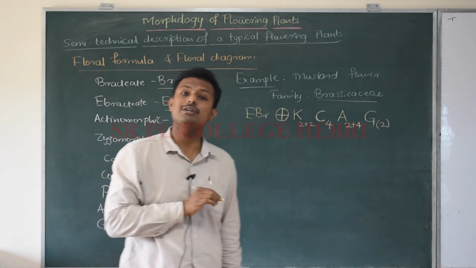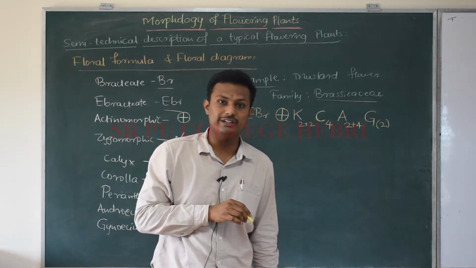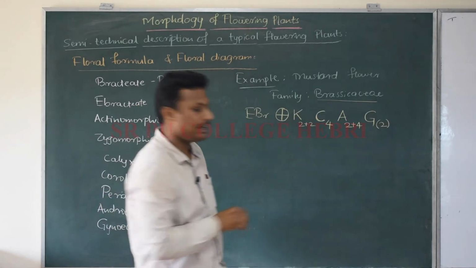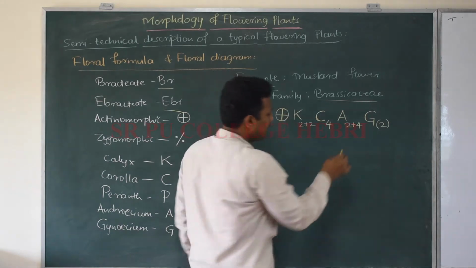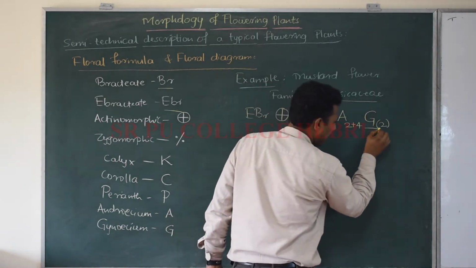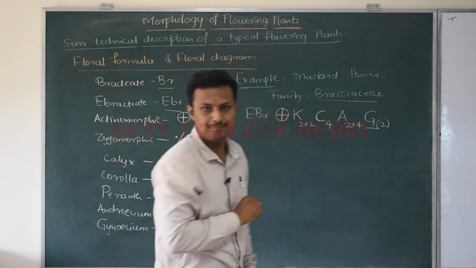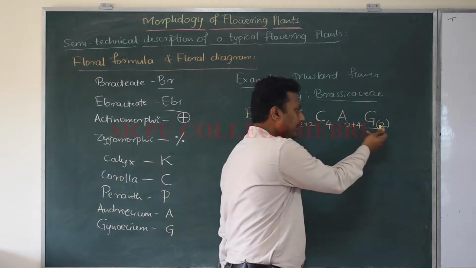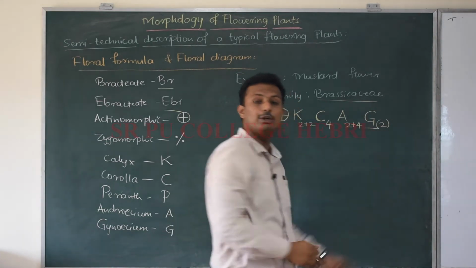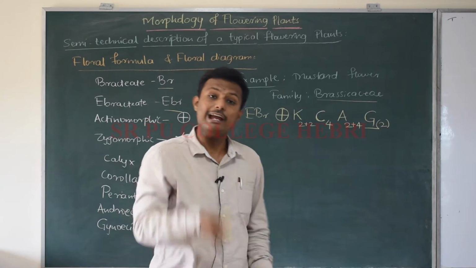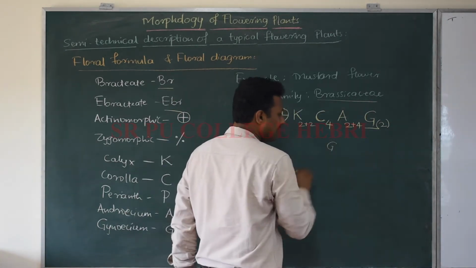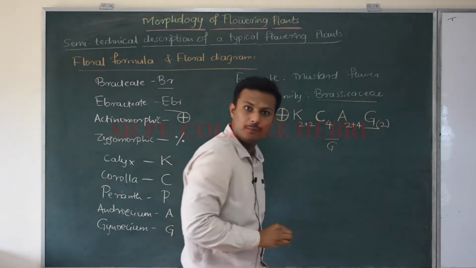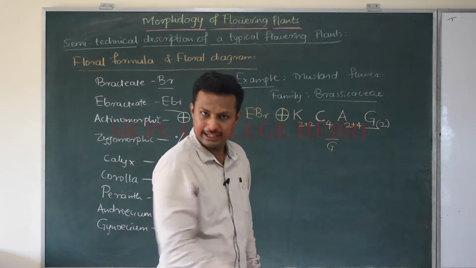Then how to mention whether it is superior ovary or inferior ovary? If it is superior ovary, ovary is above. Superior means ovary is above. That means you should draw a line like this below G. Or in some textbooks they will give a line below that number. Okay, if it is inferior ovary, what we can do? You just write G like this and draw a line above. Inferior, below, right?